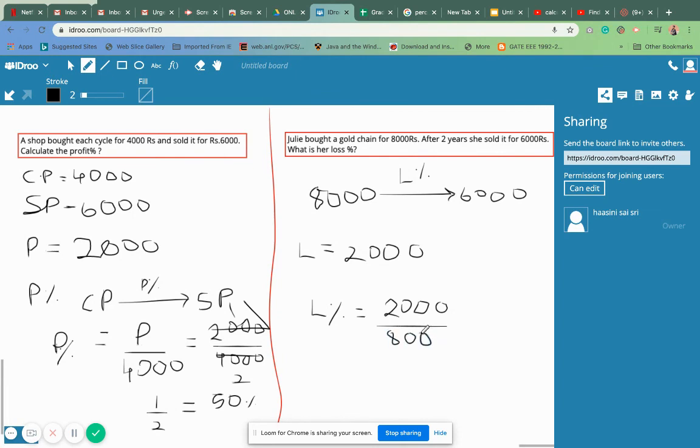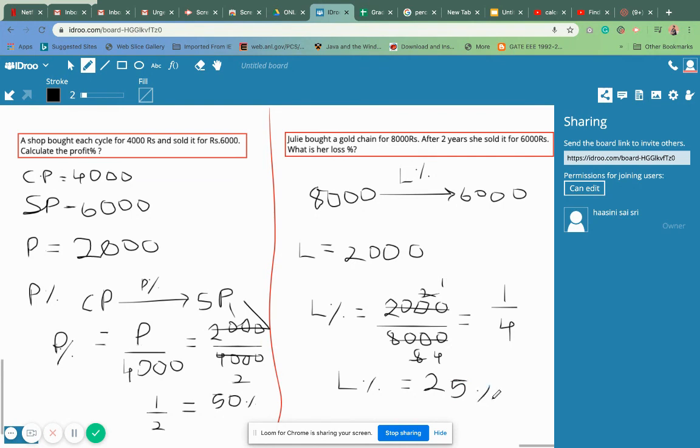That gives me this. Dividing both by 1,000, it will give me 2 upon 8. Again, dividing both numbers by 2, this will be 1 and this will be 4. So the final answer will be 1 upon 4. But this is a fraction. Loss percent should be in the form of a percentage. When I change this 1 upon 4 into a percentage, the loss percentage will be 25%. And this is how I calculate loss percent.